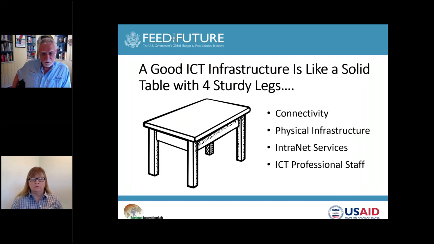It looks at four things that are all essential for ICT to be successful. First is connectivity. Do you have enough? Second is physical infrastructure of the network. Is it sufficiently robust and trustworthy? Third is what intranet services are delivered on top of it. Fourth, and certainly not last, are the ICT professional staff members who operate that. What resources do they have and what training do they have? And just like a good table has to have four sturdy legs, in order for ICT to be successful, all four of those are important to be positive.